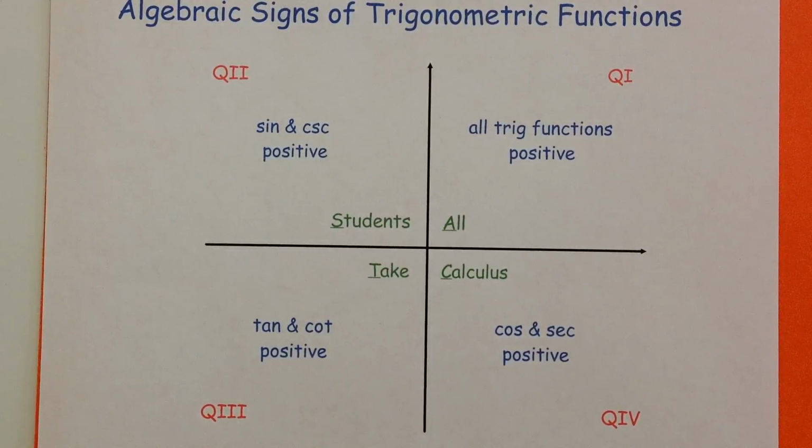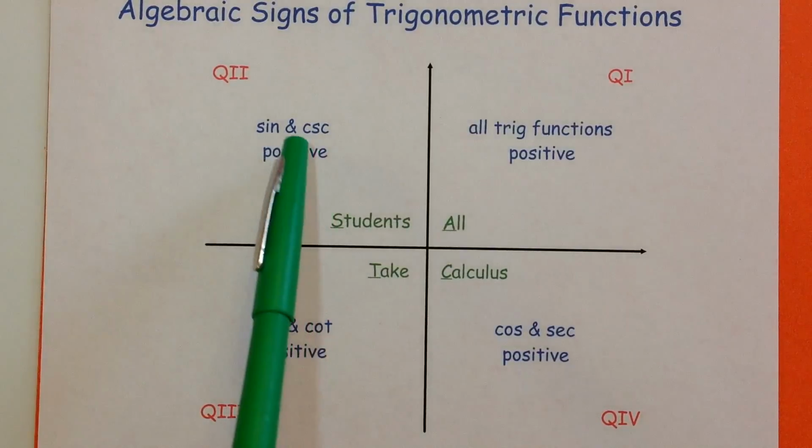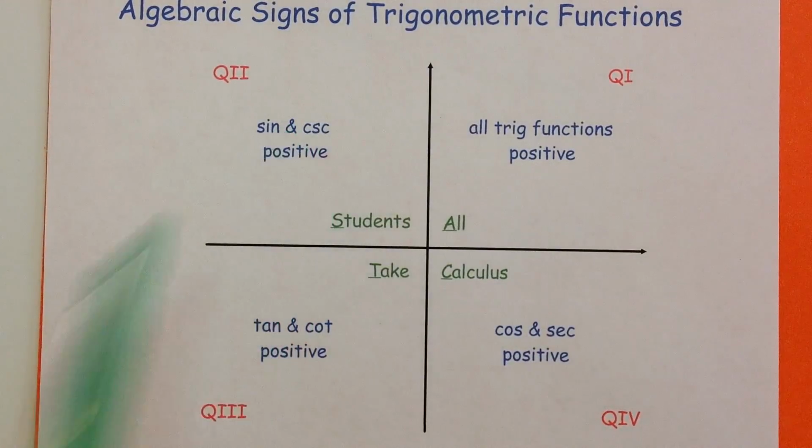It's only going to be the ratios for sine and cosecant that are going to be positive, which would also tell you that the other 4 are all going to be negative. So only sine and cosecant are positive in the second quadrant. Everything else would be negative. Third quadrant, only tangent and cotangent will be positive. Again, everything else will be negative. And the fourth quadrant, cosine and secant will be positive. And again, everything else would be negative.